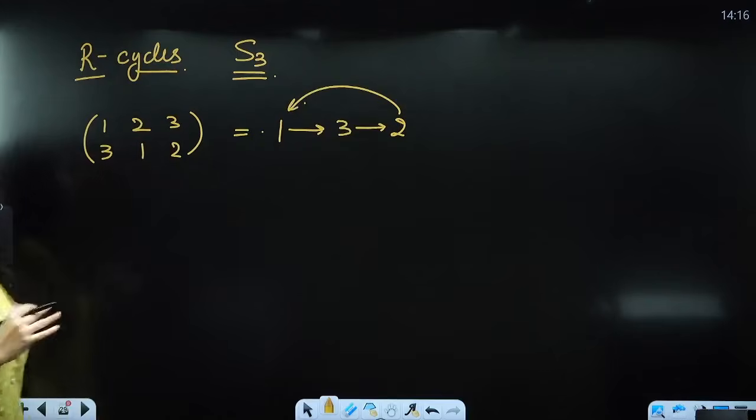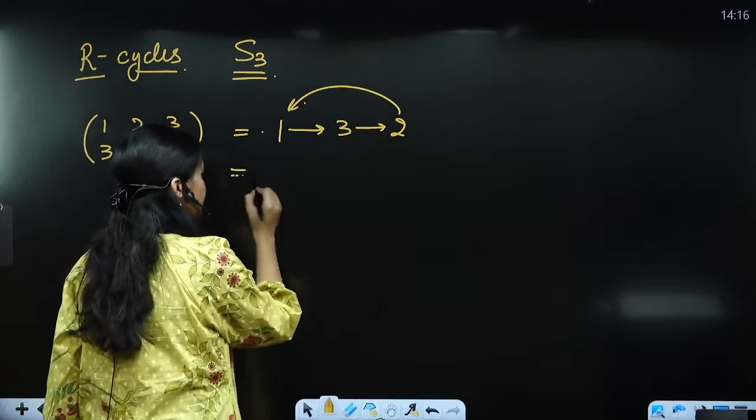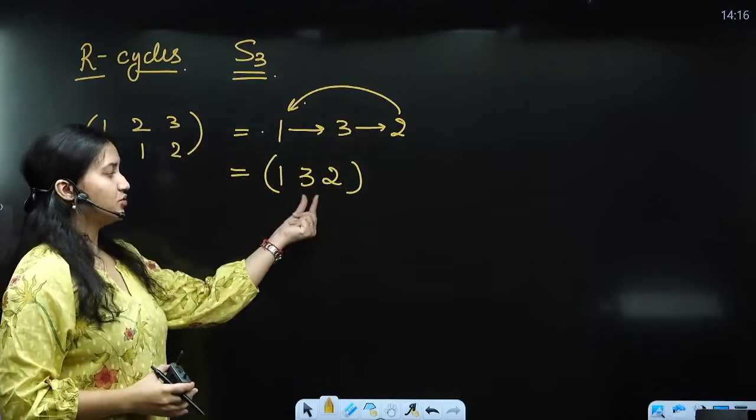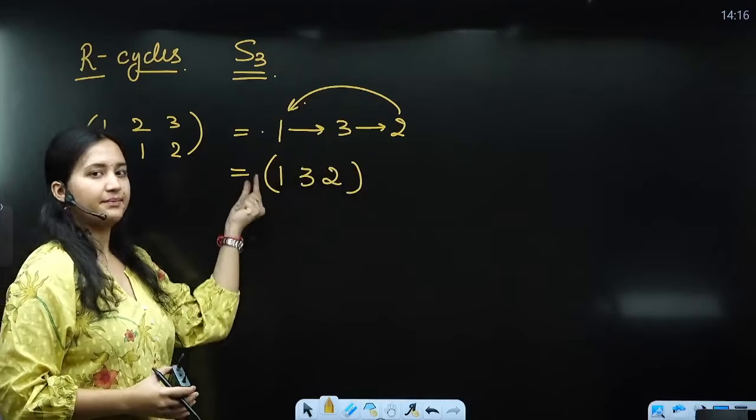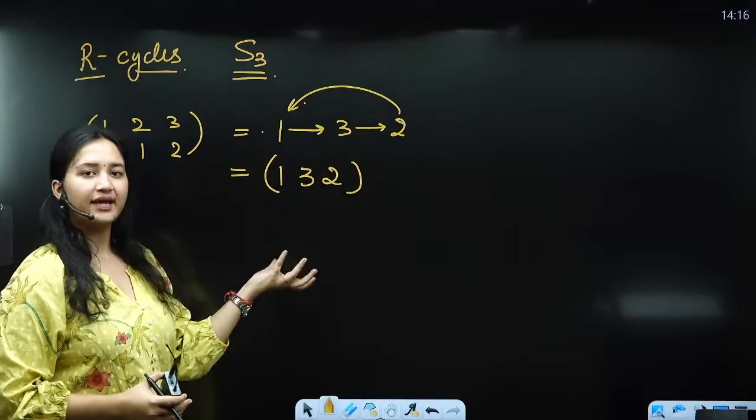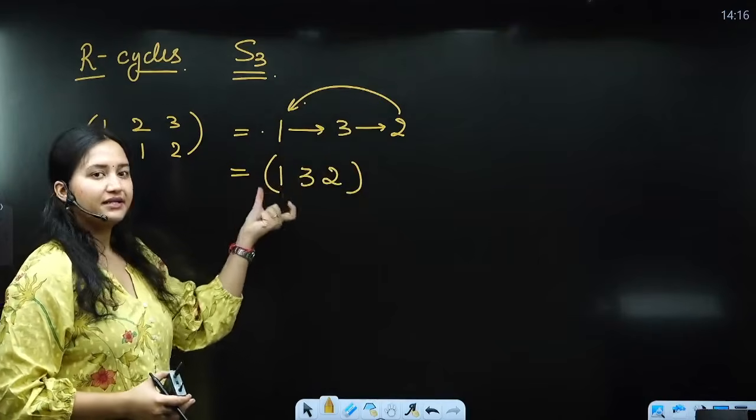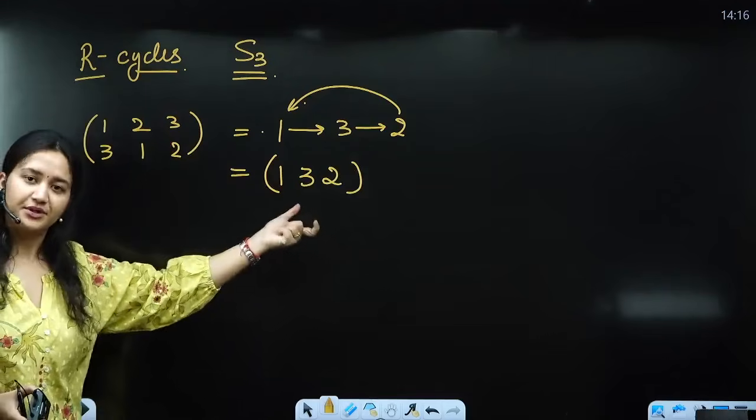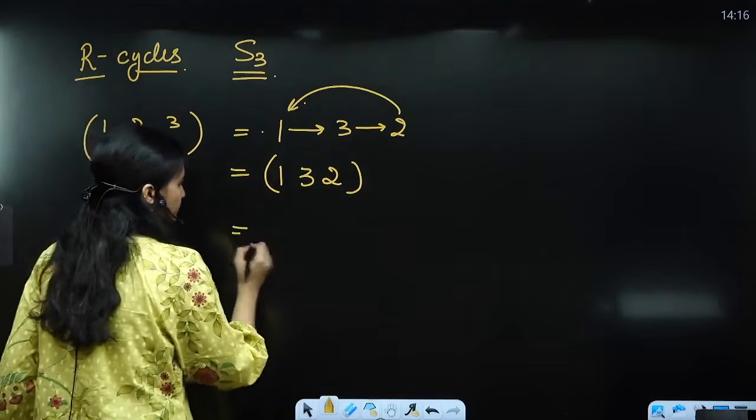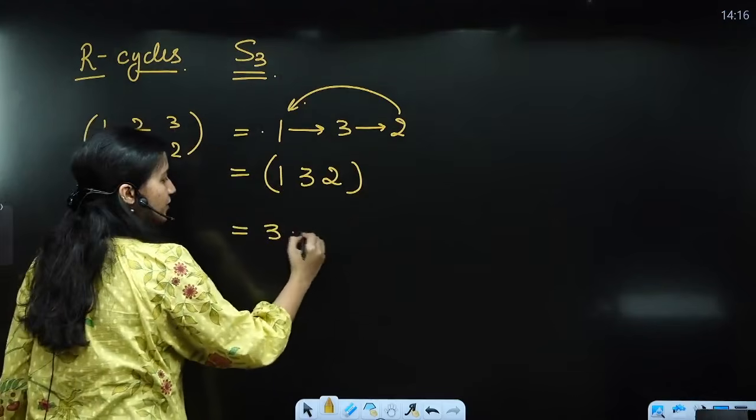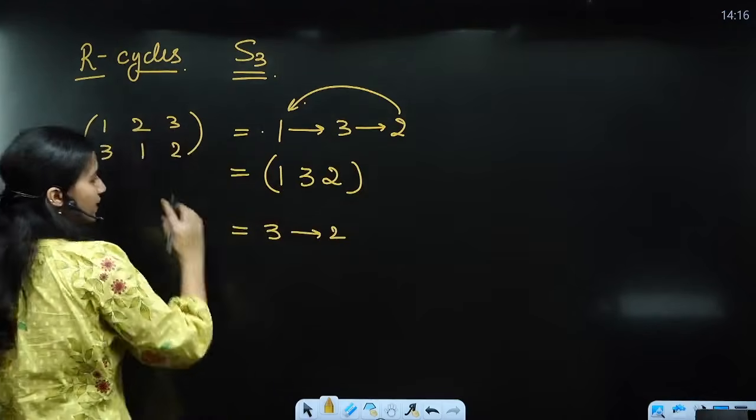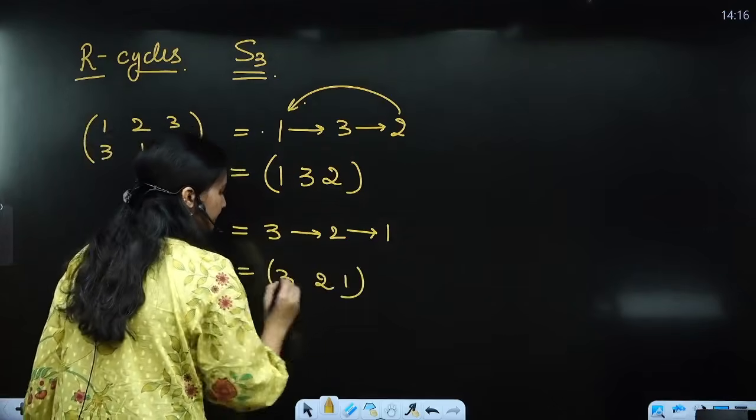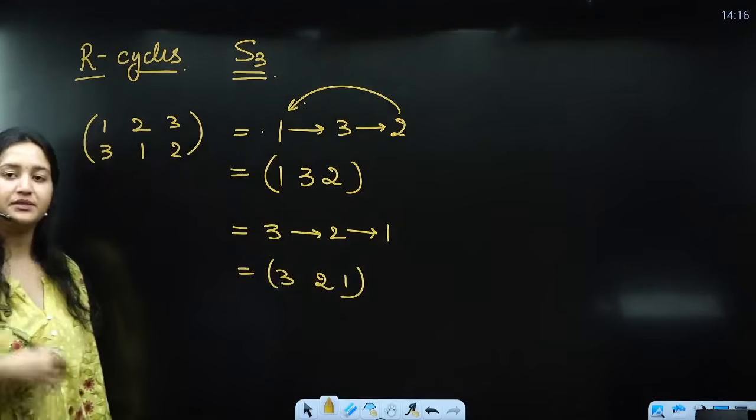Now you should be able to visualize that this permutation can be represented as this, where 1 is being mapped to 3, 3 is being mapped to 2 and 2 is again being mapped to 1. So why are we calling it a cycle? It doesn't matter if I start with 1 here. Even if I start with 3 here, I'm going to get the same permutation. If I start with 3, 3 is going to 2 and 2 is going to 1. I'm getting 3, 2, 1. The images for the respective elements are the same.